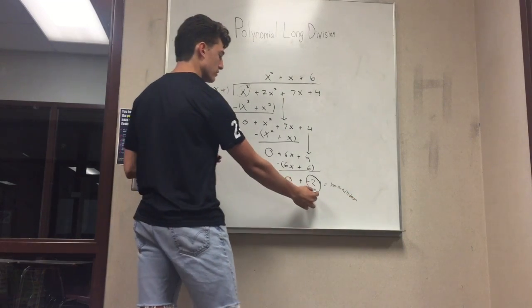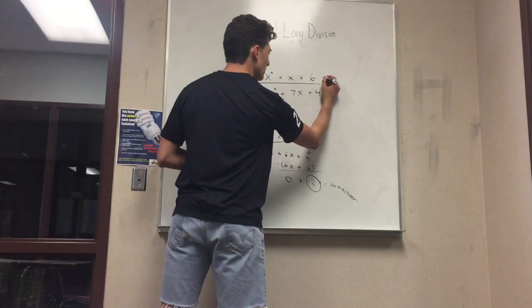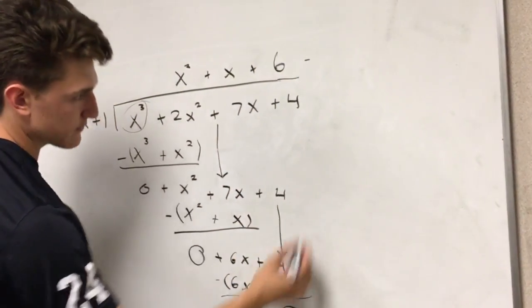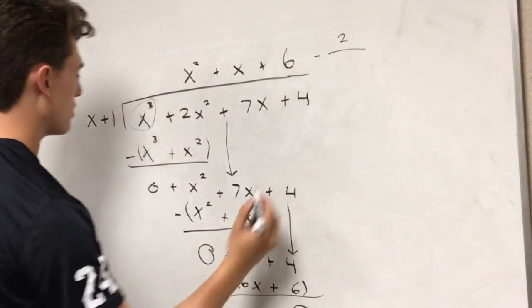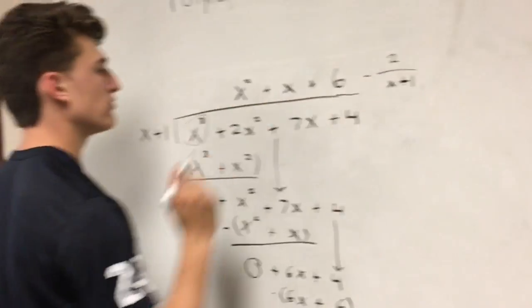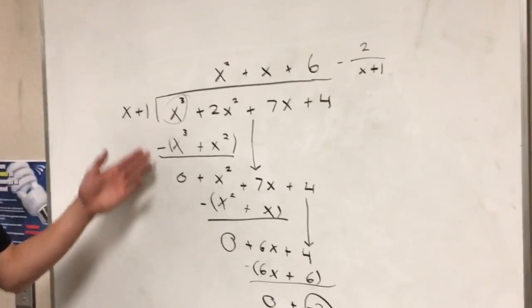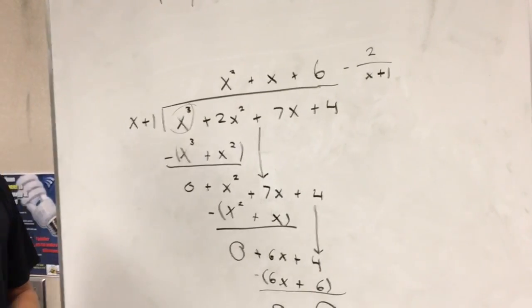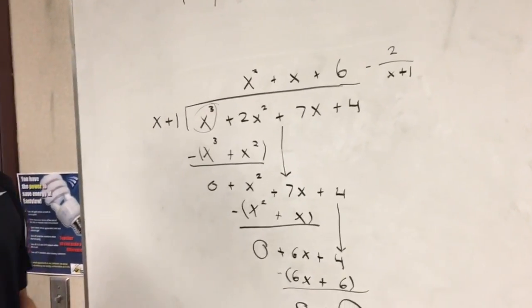And you'll take your remainder and move it up here as well, and you'll put it over whatever you're dividing by. So it's a negative 2, so minus 2 over x plus 1. And that is fully how you do polynomial long division of x cubed plus 2x squared plus 7x plus 4 divided by x plus 1.